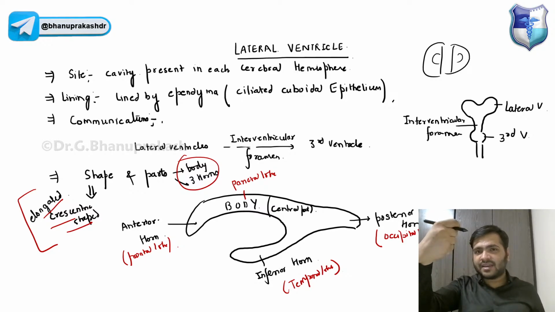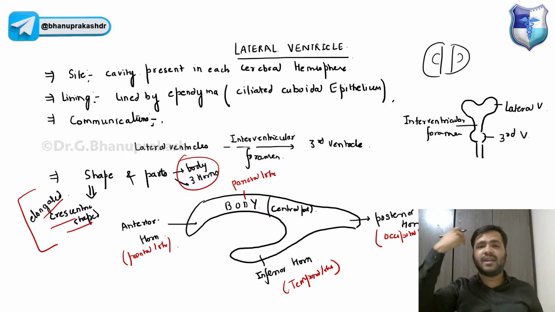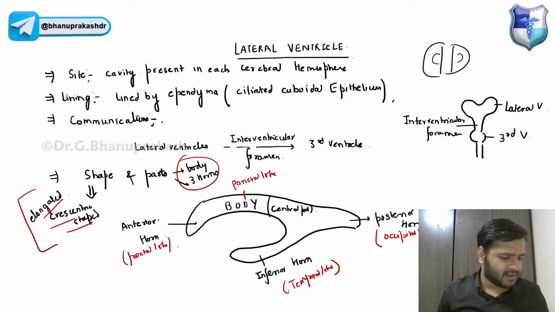Anterior आगे तक extend करता है, like frontal lobe तक. पोस्टीरियर हॉर्न पीछे ऑसिपिटल लोब तक, नीचे वाला टेम्पोरल तक एक्सटेंड करता है, और बीच वाला पेराइटल के नीचे हमें क्या मिलेगा, दैट इज द बॉडी वाला पार्ट, राइट? Is it clear, everyone? So the shapes and parts, I think it is clear, guys.